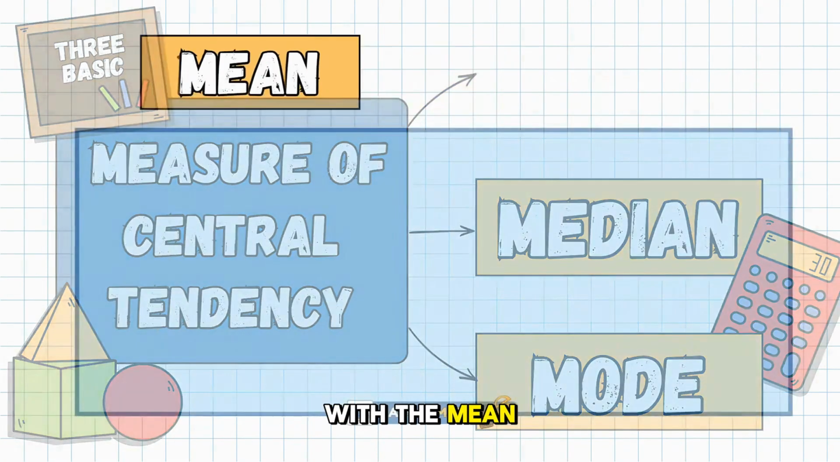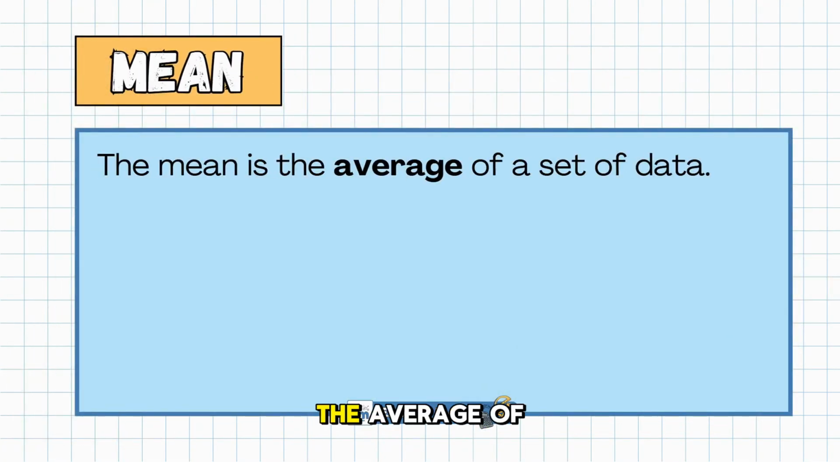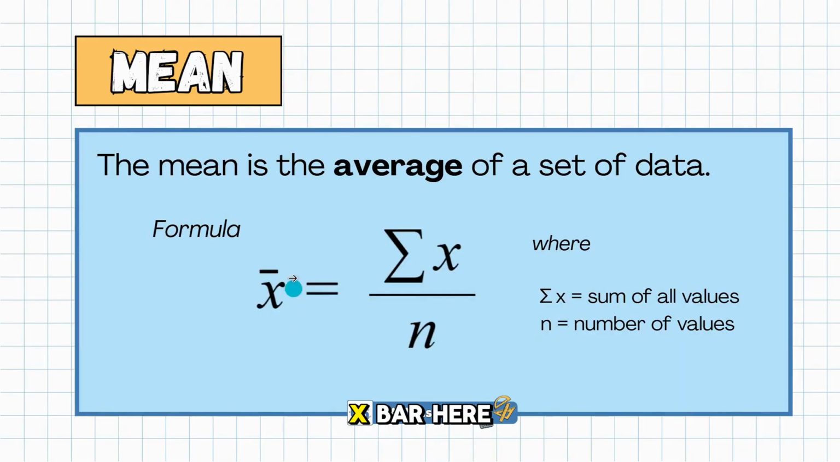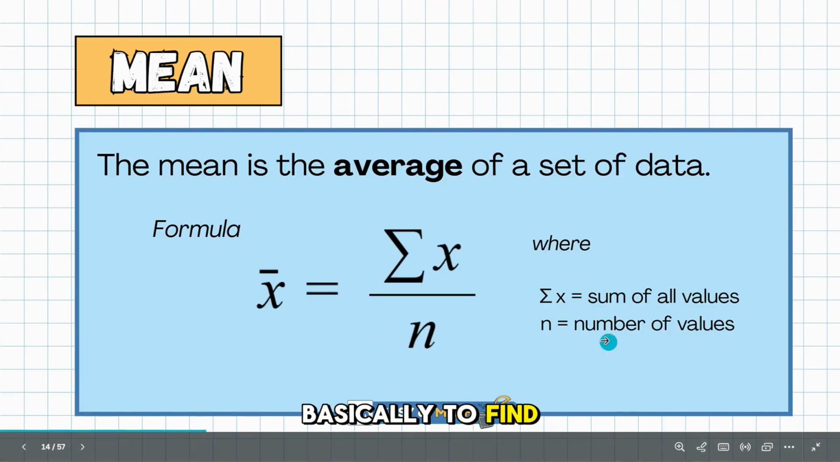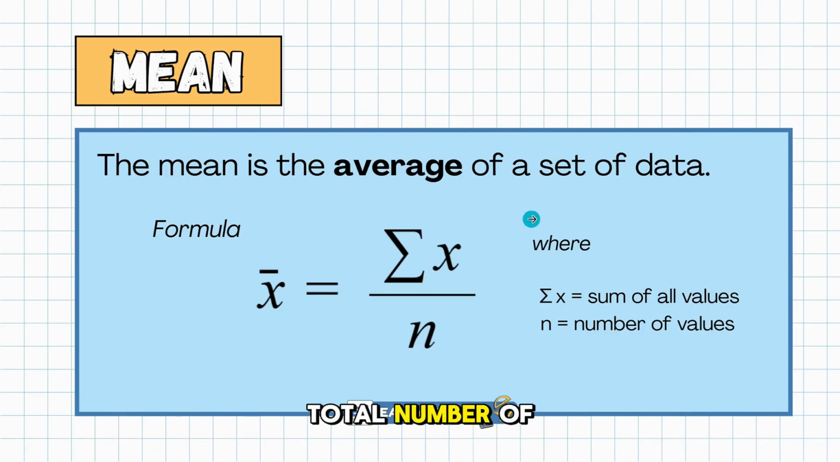Let us begin with the mean. Mean is simply the average of a set of data. X bar here is a symbol for the mean. This is sigma x, meaning the sum of all values, or sum of x. And then, in our denominator, n is the number of values. The formula in getting the mean is equal to the sum of all values divided by the number of values. Basically, to find the mean, we add all the values and divide the sum by the total number of values.